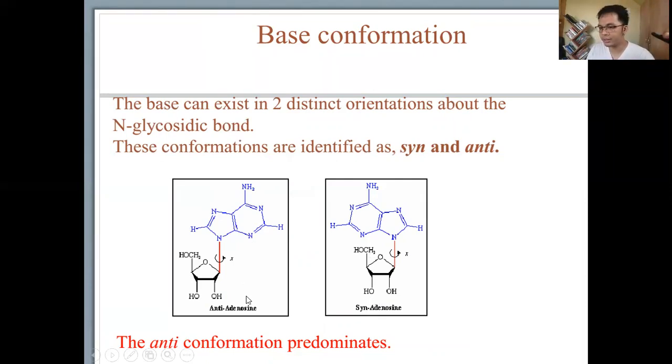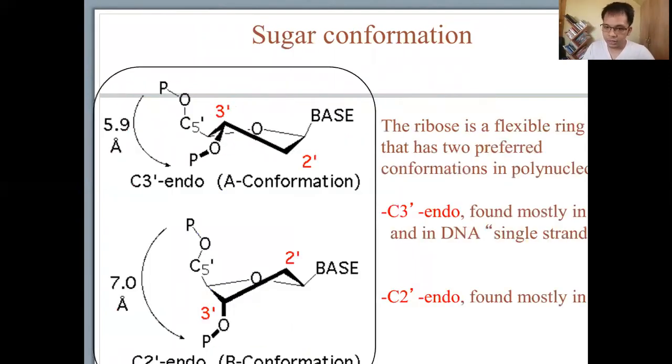Kung nare-recall ninyo yung pinag-aralan sa organic chemistry, ito ay mga specific conformation of our organic compounds, sa mga alkene conformations natin. So, anti predominates kasi meron silang stability, less steric hindrance. Wala tayong steric conformation, mga ganun-ganun. Okay? The sugar conformation, ribose, is a flexible ring. Mga conformations lang yan.